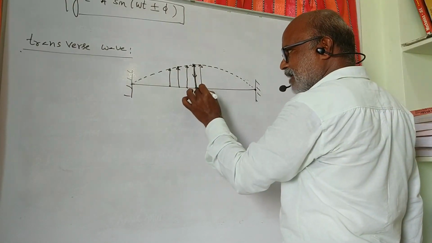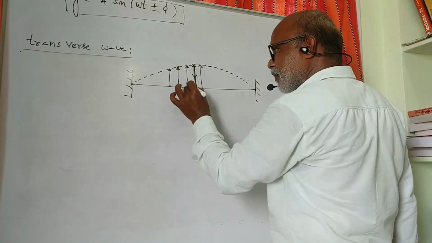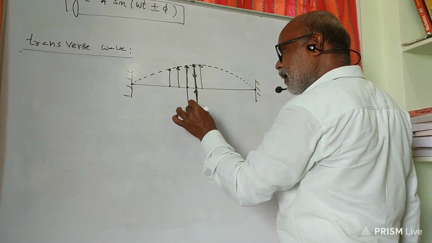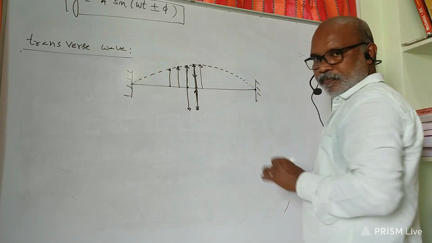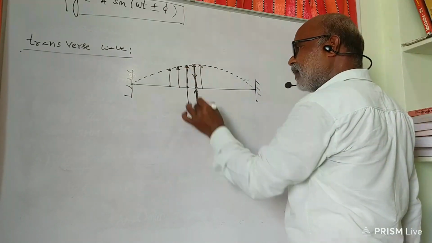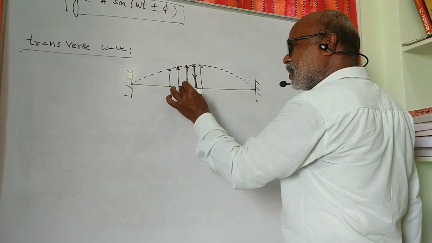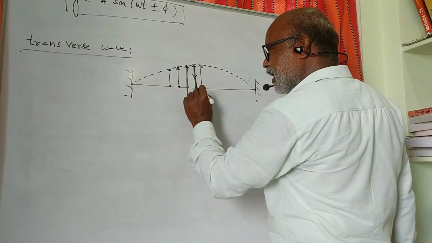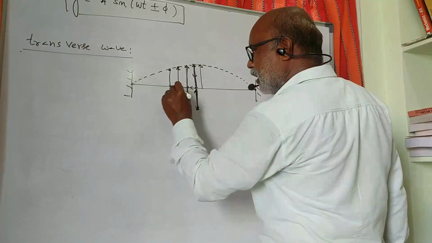In a similar way, as it starts vibrating, the neighboring particle also starts vibrating. It is moving up and down. See that? All of them will complete one vibration in the same time. Means all these particles start vibrating, and energy transfer takes place from A to B and B to C and C to D, like this.